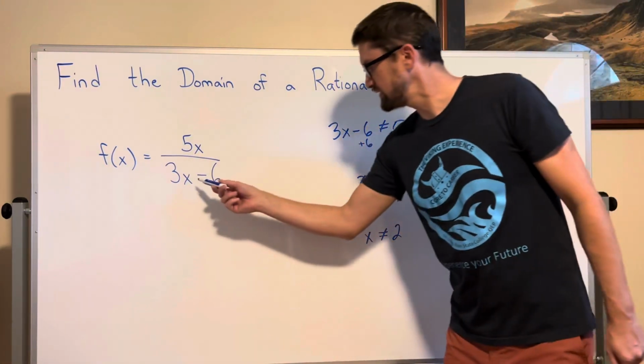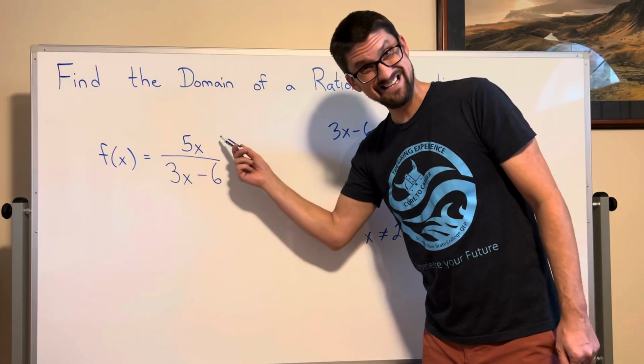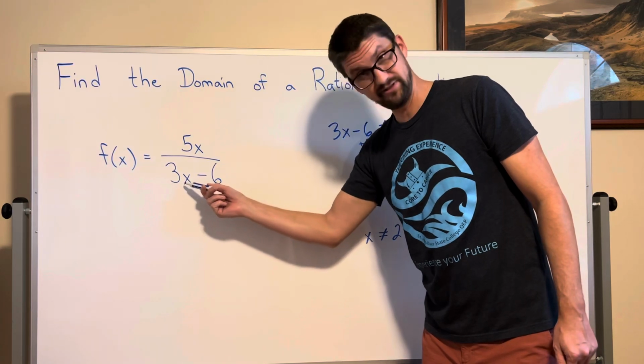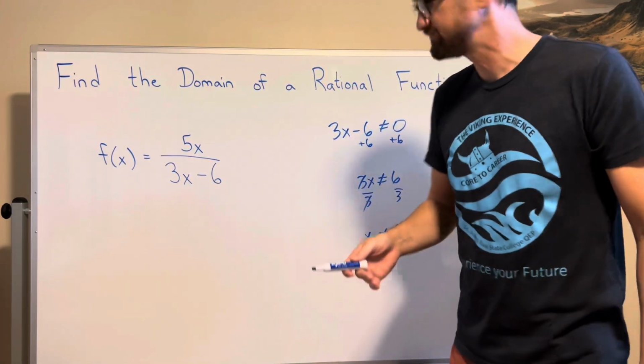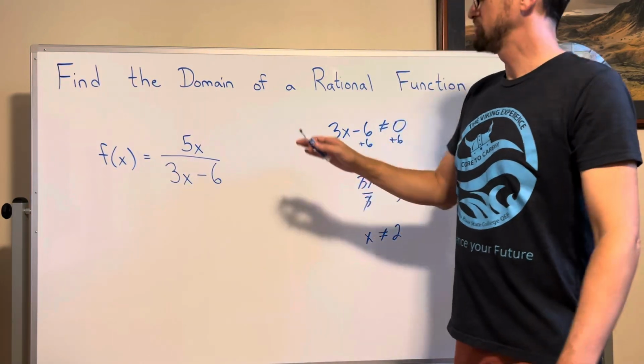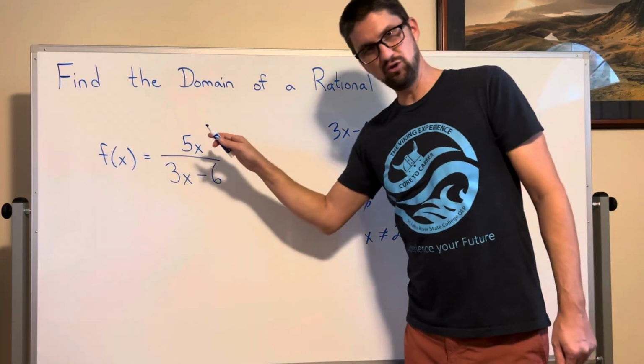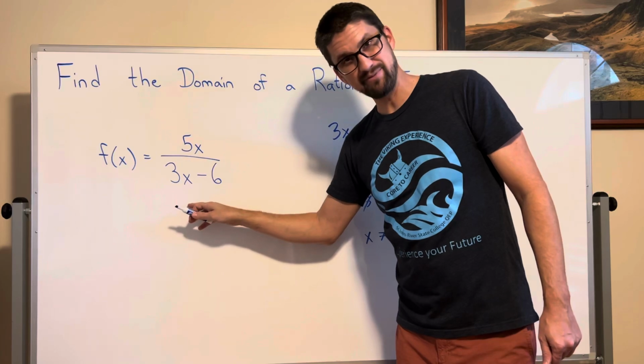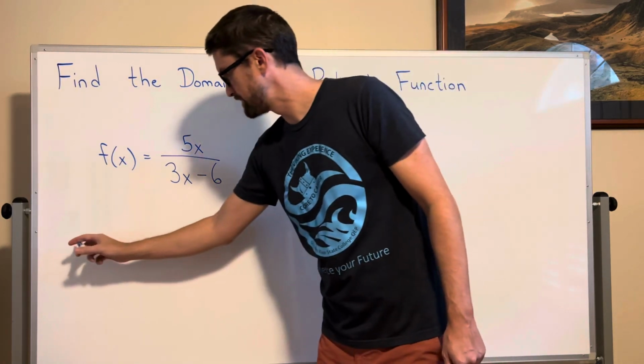And yeah, if you try and plug a 2 in here, you get 10 over, this is 6 minus 6 on the bottom, which is 0. 10 divided by 0, can't have it. So the domain is going to be all real numbers except for 2.